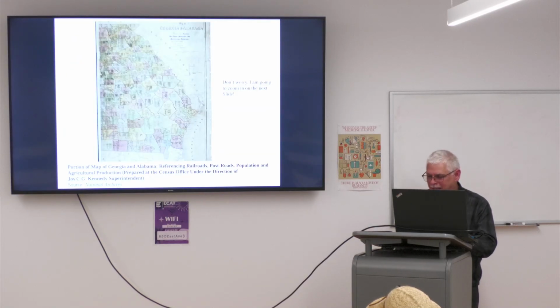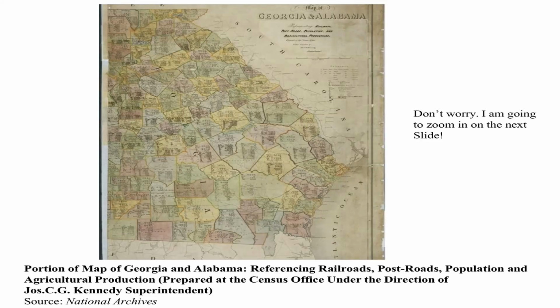Now, we're going to zoom in on this one in a second, but this is one of the maps that was created for General Sherman under the direction of Superintendent Kennedy of the Census Bureau. To get this map compiled quickly, Kennedy used a base map that already existed from 1839 for all of the counties in Alabama and Georgia. This base map included state and county boundaries, townships, railroads, roads, rivers, etc. And on top of this, he put the tabular information from the 1860 census, population data, and agricultural data. So let's go look at that.